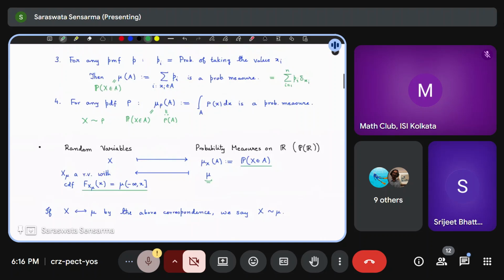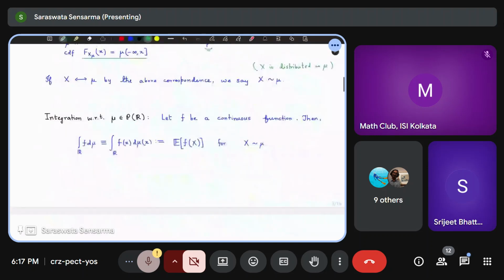So yeah, we will honor this correspondence by saying that X is distributed as mu. All of these are somewhat loose statements. When X is a continuous random variable, we might say X is distributed as a PDF and so on. We do such bad notations in mathematics, so that's nothing new to you.